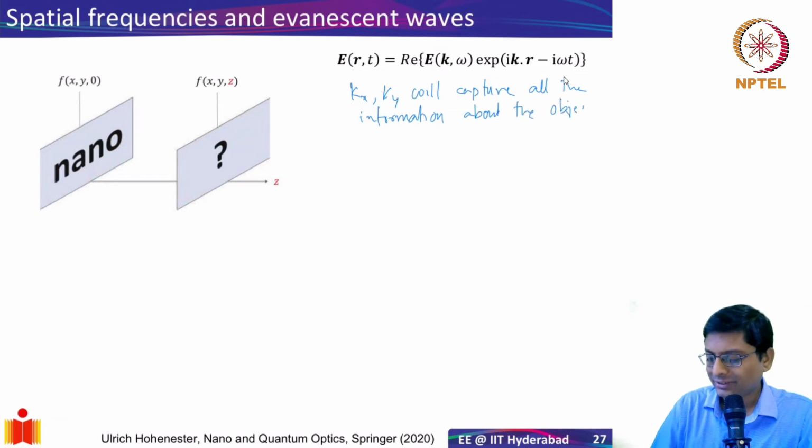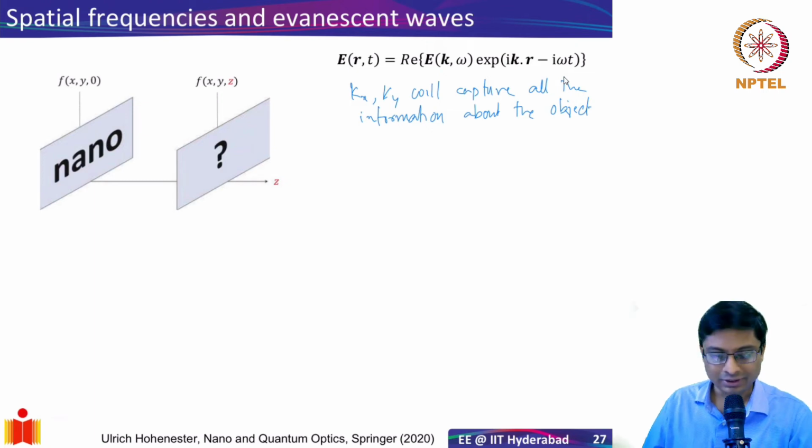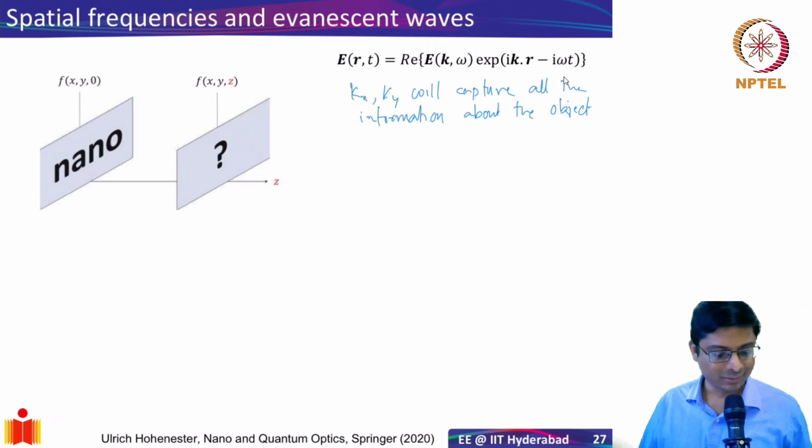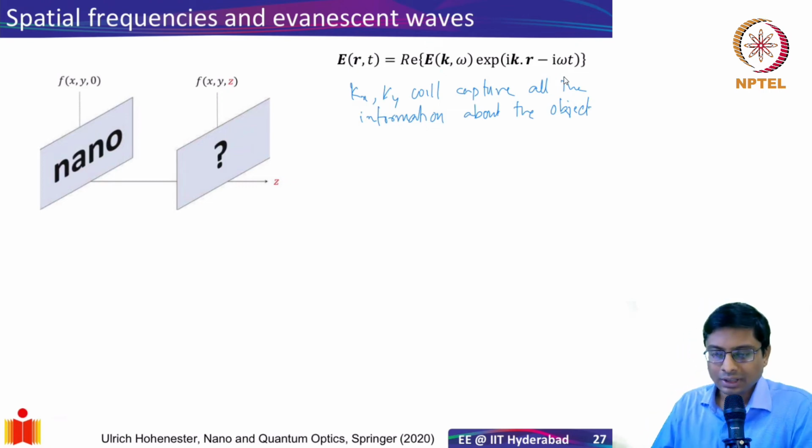In this case, my object is simple image nano. So my kx and ky will capture everything that needs to be known about the object. Okay. So now we also should remember, I just mentioned this already.